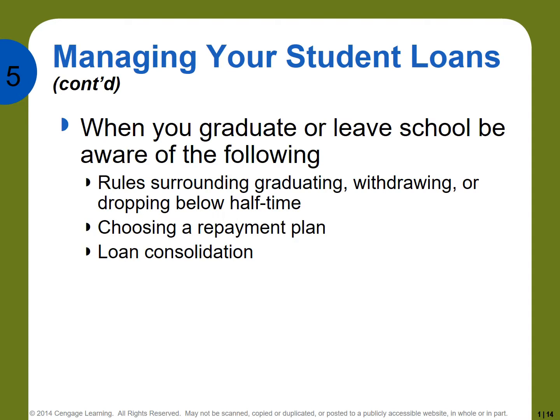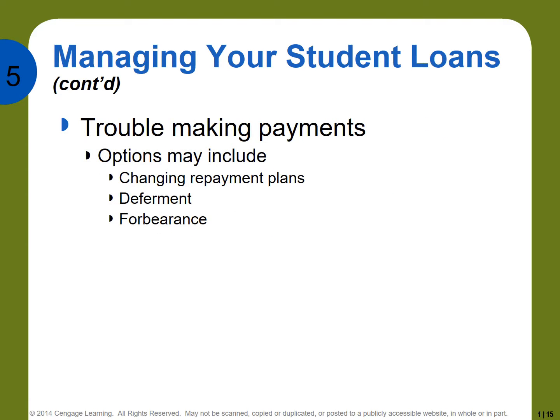Be sure that when you've left the school that you understand the rules surrounding graduating, withdrawing, or dropping below half time, that you choose a repayment plan, or that you consider loan consolidation if you have more than one. If you have trouble making payments, don't just skip them and ignore it. You may have some options of changing your repayment plans, a deferment, or a forbearance. So really consider discussing and communicating with them rather than just ignoring it and not making the payments.